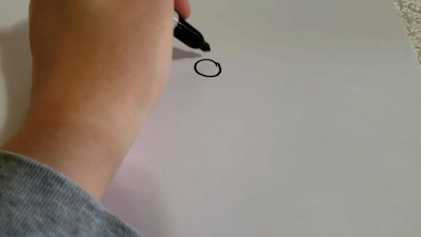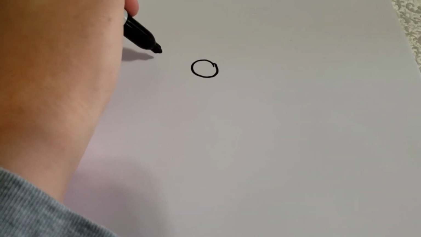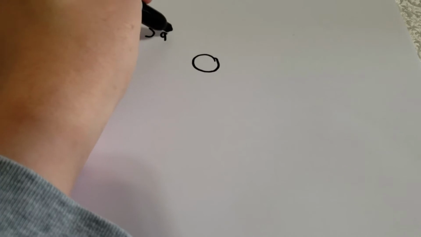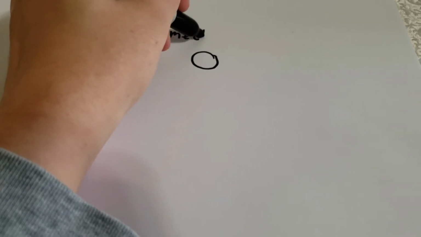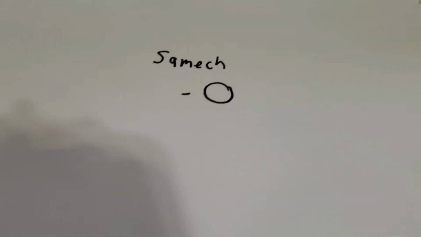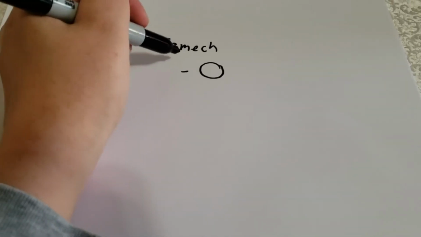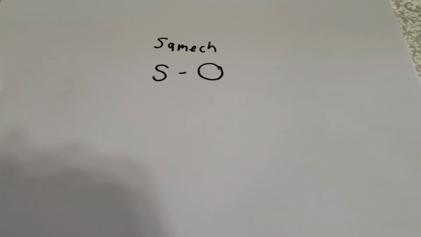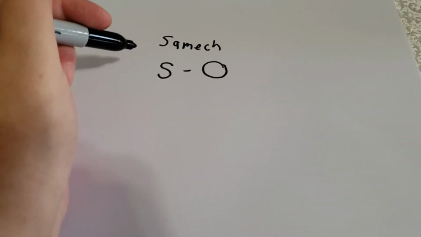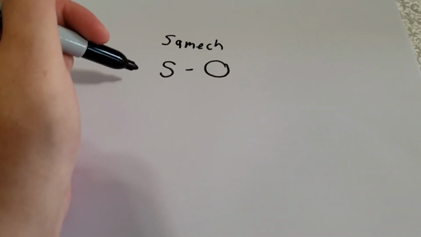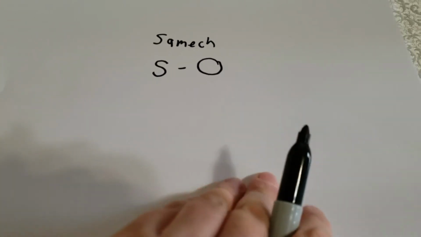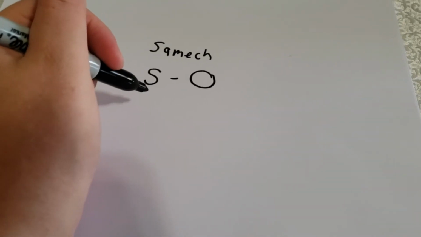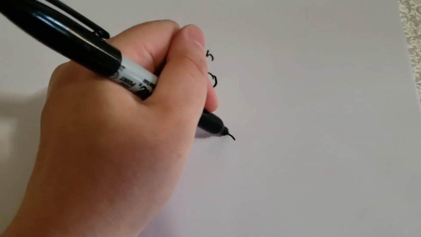Okay, so the next letter is Samech. Very plain and simple, just a circle. The sound that this makes is S. Like snake, like... what else starts with S? I'm blanking out right now. Like a star, basically. Okay, so it's like an O, just a circle.